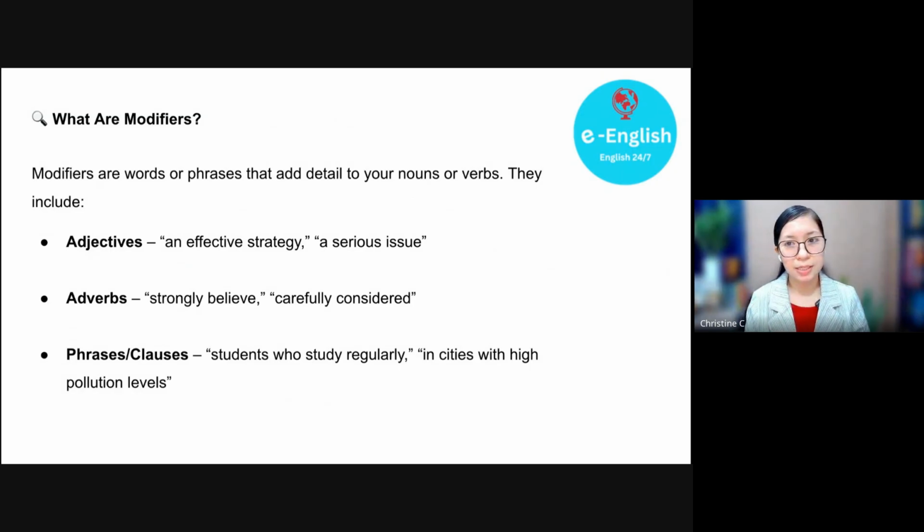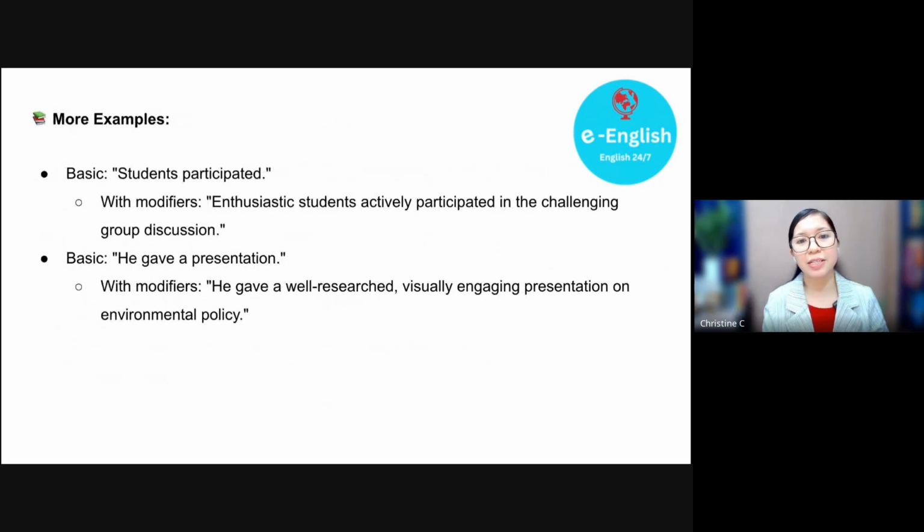So phrases and clauses can help expand your sentences, not only to be more precise, but also to explain your thoughts further. So for example, students. But what kind of students? Students who study regularly, or in cities with high pollution levels. Okay, here are more examples. Let's say I said students participated. We can expand it further with the use of modifiers. Enthusiastic students actively participated in the challenging group discussion. Okay, participated in what? In a discussion. What kind of discussion? It's a group discussion that is challenging.